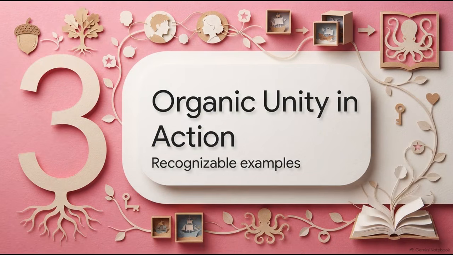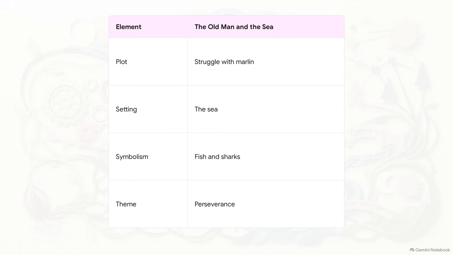Section 3. Organic unity in action. Recognizable examples. Let's see how this actually builds. Let's ground this with Ernest Hemingway's classic, The Old Man and the Sea. Notice how Hemingway perfectly integrates every single piece here. The plot is Santiago's intense struggle with the marlin. The setting, the vast, unforgiving sea. The symbolism lies in the fish and the sharks, and all of this drives home one central theme, perseverance. Imagine trying to remove the setting of the sea or just taking away the sharks. You can't do it. None of these elements can be removed without significantly weakening the overall meaning of the story.